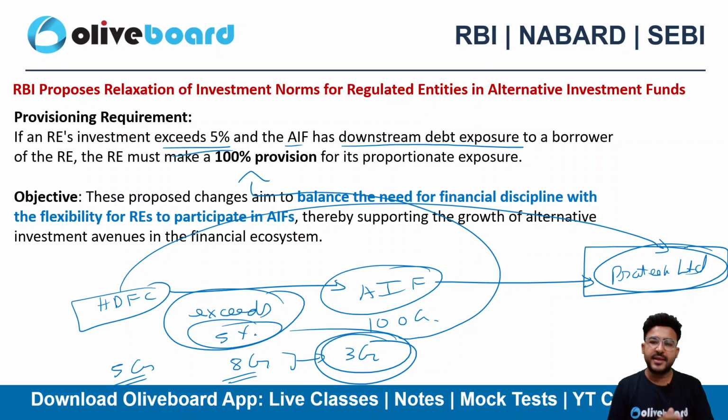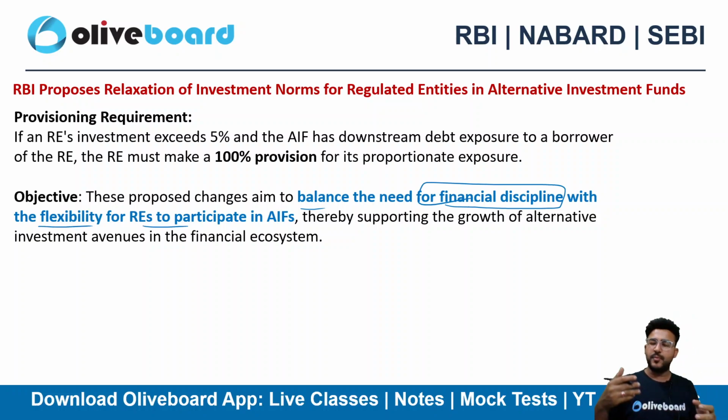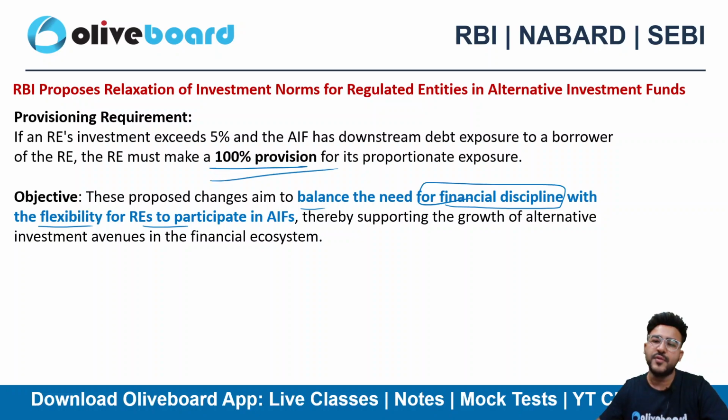Clearly, the RBI here is restricting banks from going beyond 5% in these kinds of transactions. They are restricting the banks to limit their exposure up to 5%. That's an unrestricted exposure, right? So the whole objective here is to balance the need for financial discipline with enough flexibility. To provide flexibility, they have removed the restriction and introduced a cap based limit: 10%, 15%, and 5% is the unrestricted limit here. Anything above 5% will attract 100% provision on the proportionate exposure that we have already discussed.